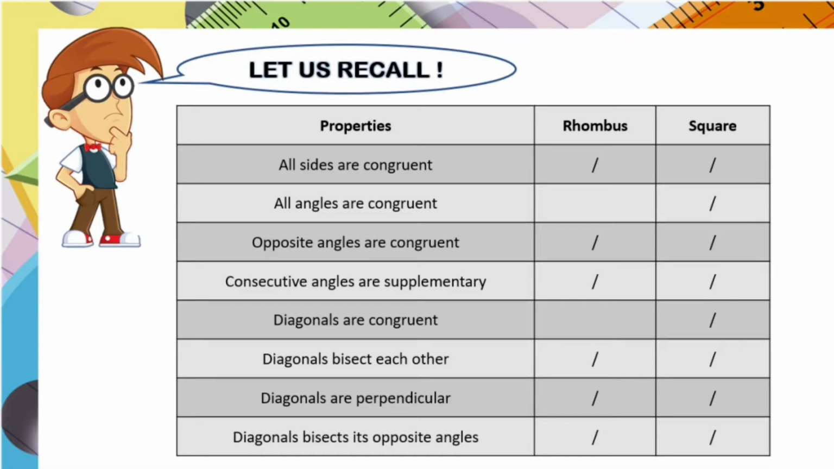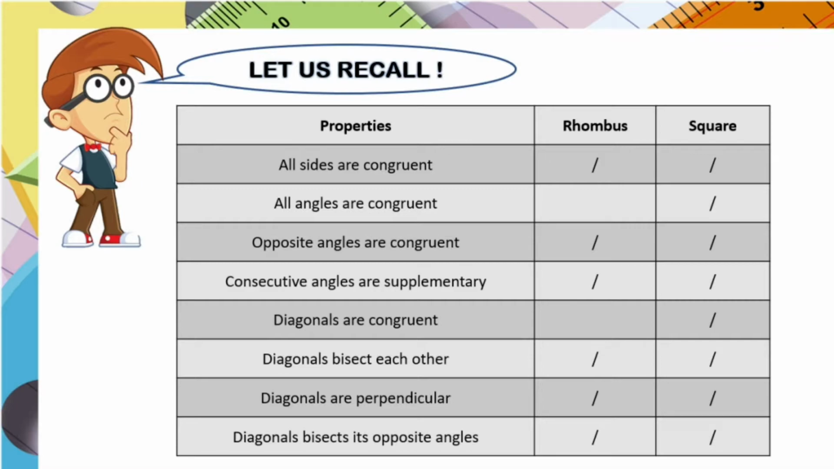After answering and filling the blanks on our first activity, I hope you have already recalled some properties of rhombus and square. To be able to familiarize more with their properties, here's a table showing the differences and similarities between the properties of rhombus and square. Together, let us analyze and study the table on your screen.